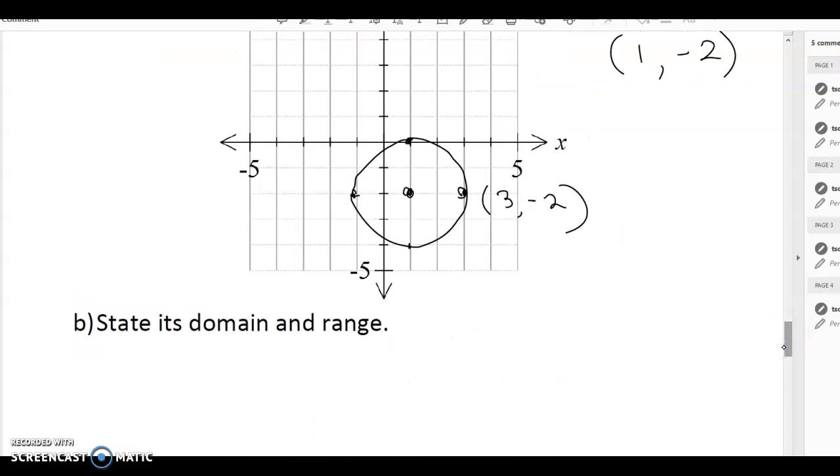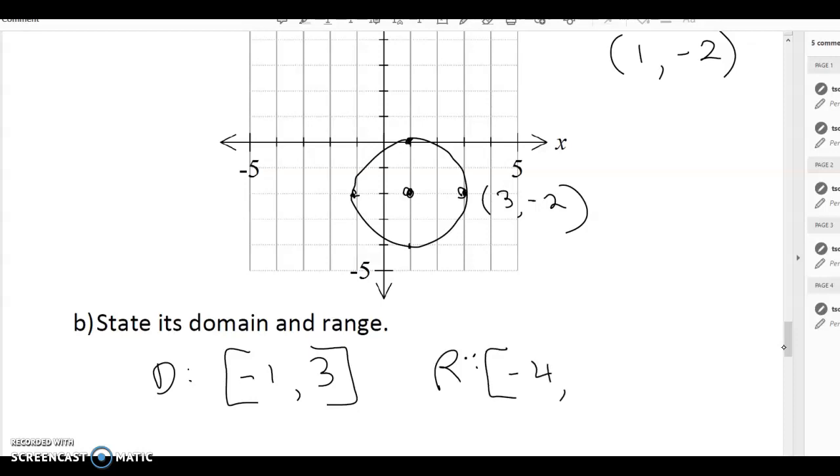Now, domain and range for this guy. Well, our domain, you can see from our graph, it goes as far as -1 and including that, and it goes up until 3, including 3. Range, we've got down to -4 and up to 0.